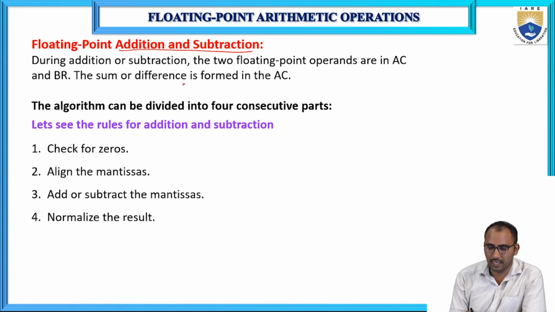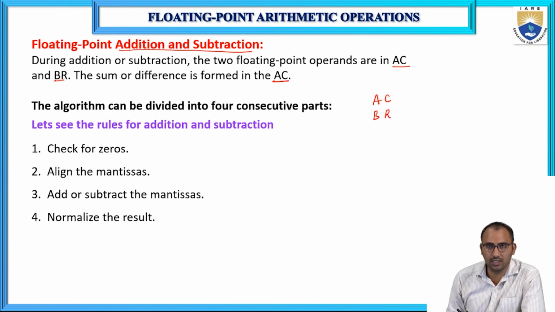During addition or subtraction, two floating point operands are stored in the accumulator register AC and another register BR. The sum or difference is formed in the accumulator. Once we perform addition or subtraction, the result is automatically stored in the accumulator register itself. So for addition and subtraction, we are using two registers: the accumulator and the BR register.